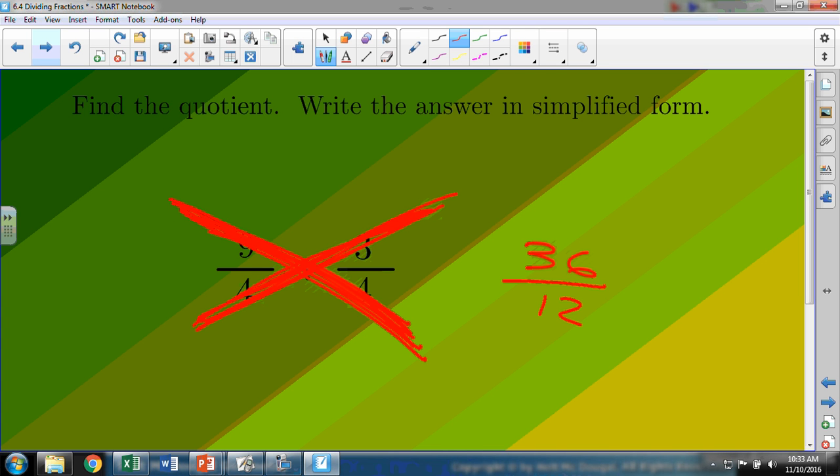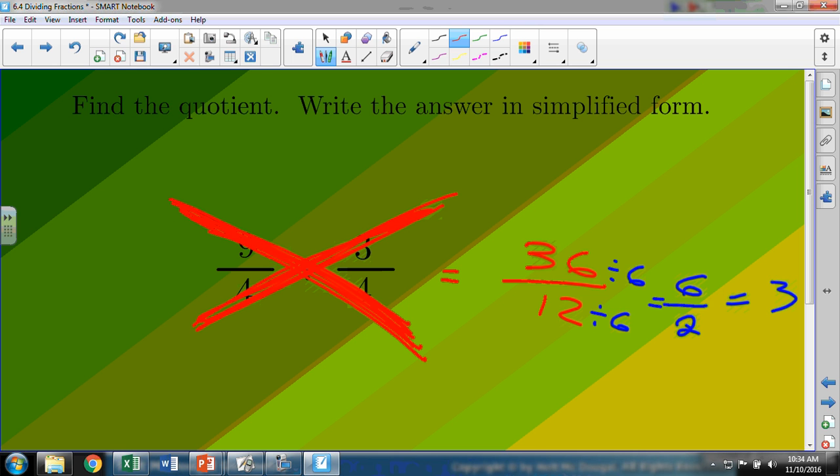And 36 over 12, can you simplify it? Yeah, what could you divide out by? Okay, we could divide by 6. 36 divided by 6 would equal 6. 12 divided by 6 equals 2. 6 over 2 equals 3.